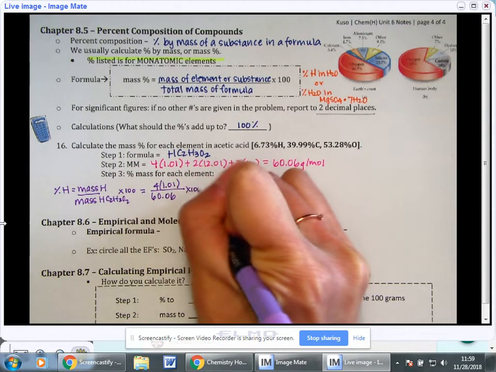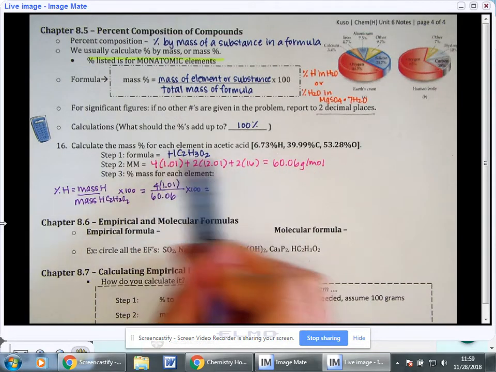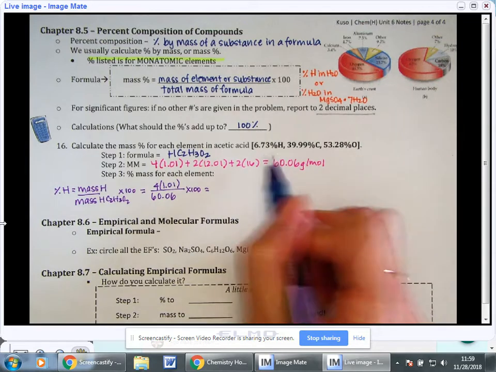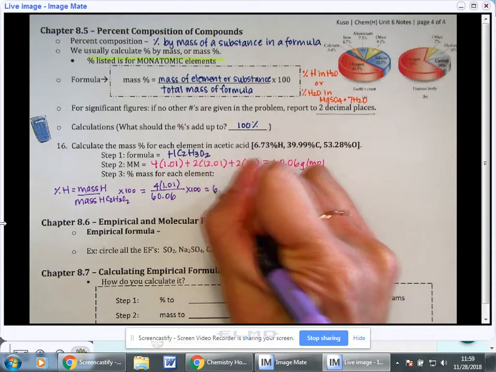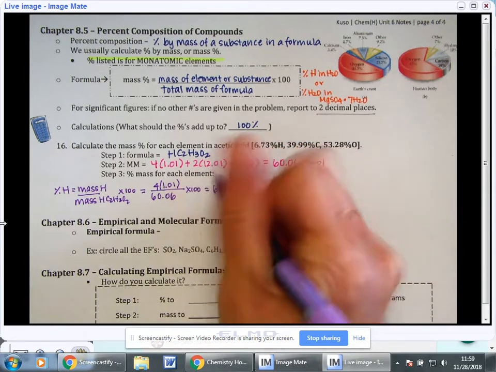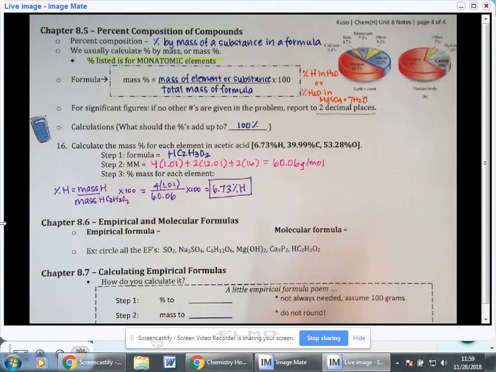Multiply by 100. And again, here there are no numbers given in the question prompt, so we're just going to go to 2 decimal places. And I have the answer right here. So the answer should be, after you plug it in, 6.73%, and then you put the symbol H after that.